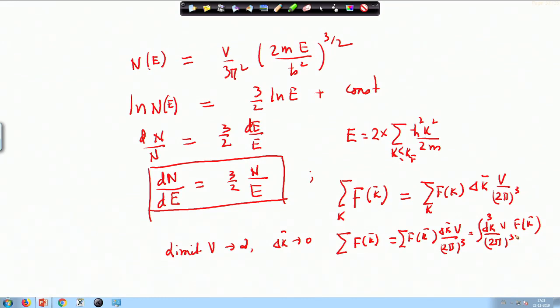So, this can be converted to an integral now. To calculate this, instead of a summation over all the k states, where I have to keep counting all the k values separately, I will not do that, because that is too tedious, and not possible in some situations. I will just take the density of states, and I know how many states lie in an interval k and k plus dk, and that is what we just do.